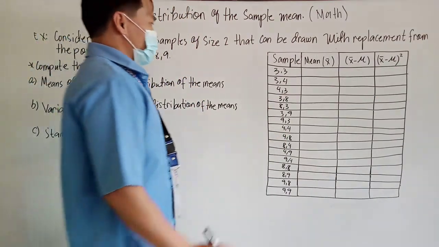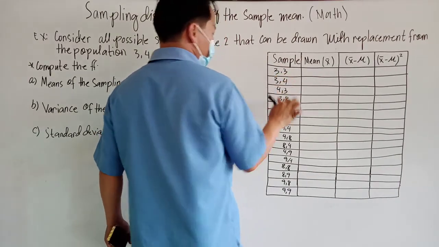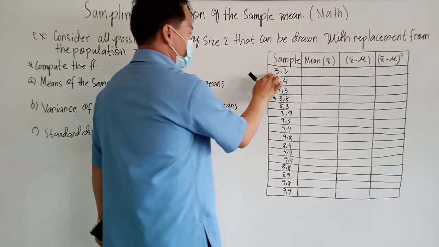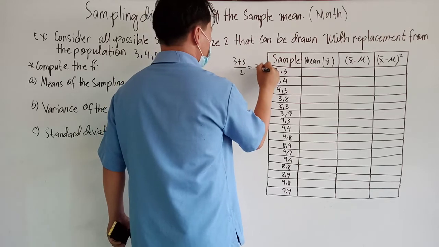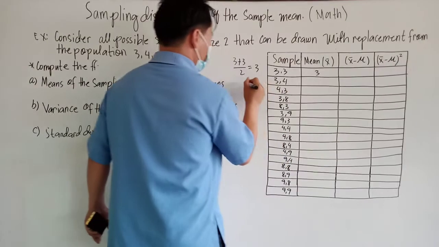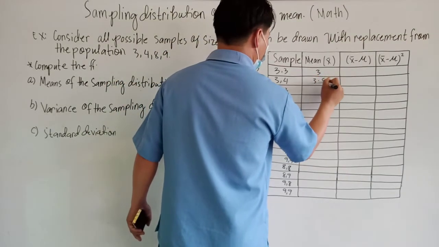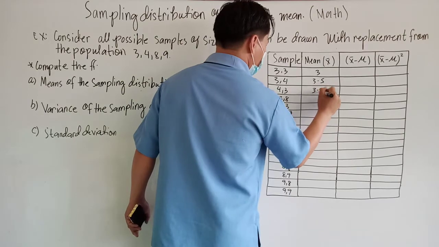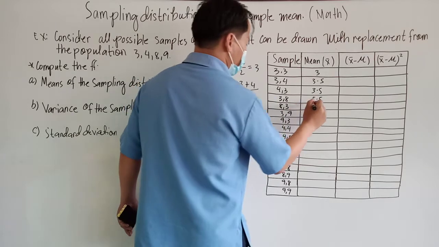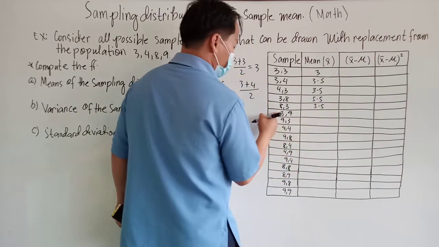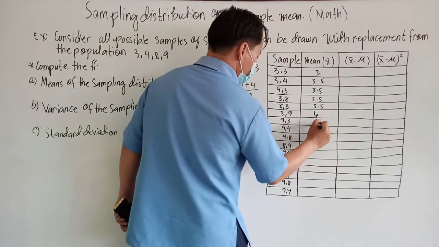So how do we compute the mean? All we have to do is add the two numbers and divide by 2. So we have 3 plus 3 over 2 is equal to 3. 3 plus 4 over 2 is 3.5. This one is still 3.5. Then 3 plus 8 is 11, over 2 is 5.5. This one is also 5.5. Next is 3 plus 9, 12, divided by 2 is 6. This one is also 6.